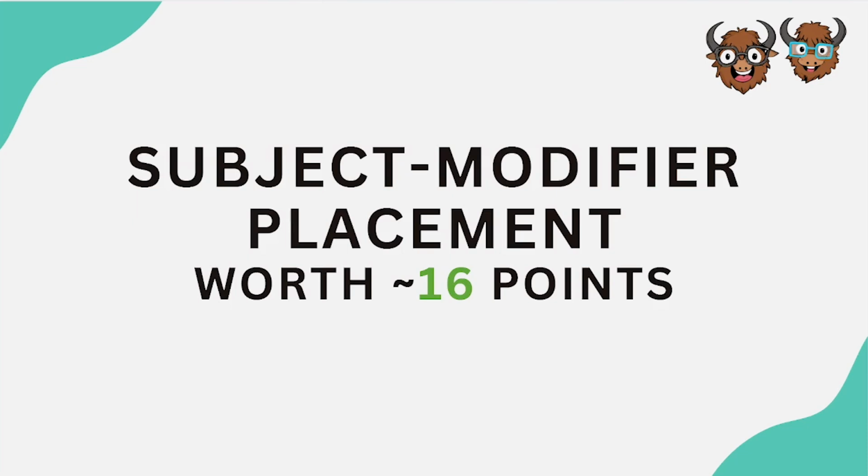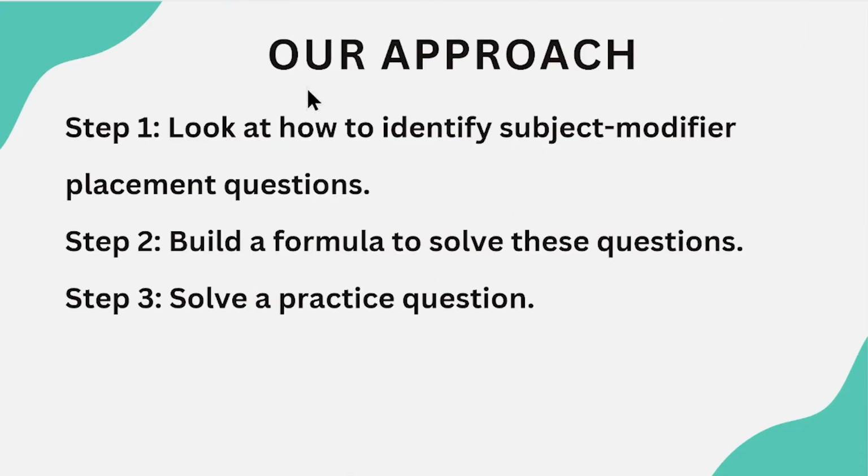We'll be talking about modifier placement questions on the SAT. They're worth about 16 points, but they can always be worth more, so you always have to be ready. As always, our approach will be to identify subject modifier placement questions, build a formula to solve them, and solve a practice question.